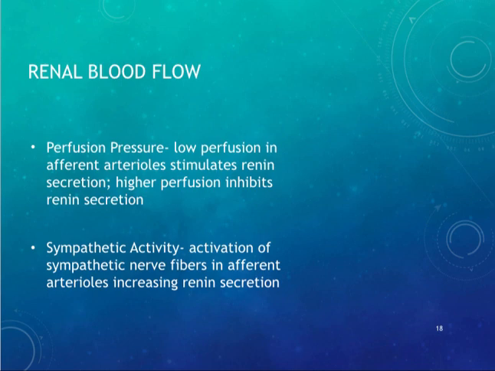Other things, perfusion pressure. Low perfusion in the afferent arteriole stimulates renin secretion. When we say afferent, it's the arteriole going to the glomerulus. So when there's low pressure in those arteries going to it, that's what stimulates renin secretion. Then it's going to try to compensate and increase the blood volume. If they have high perfusion states, so significant flow going there, or excess fluid volume, it's going to inhibit renin secretion. So it's going to halt that so that they're not increasing the fluid volume anymore.